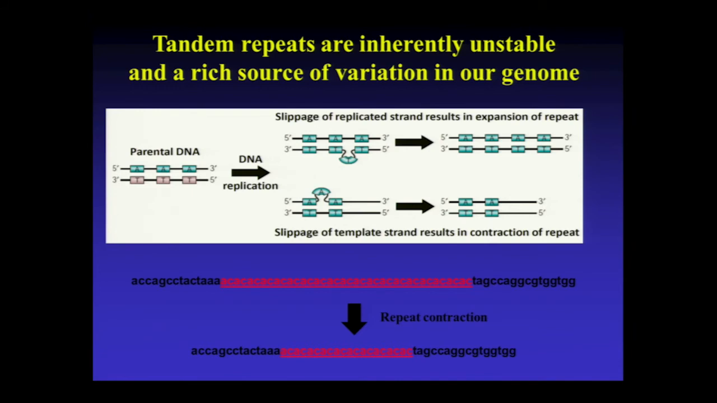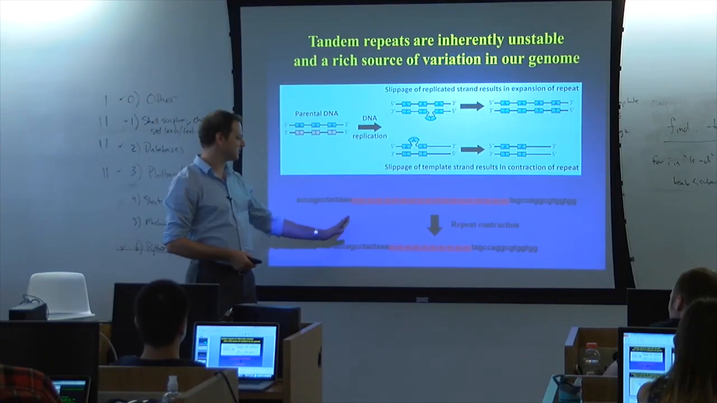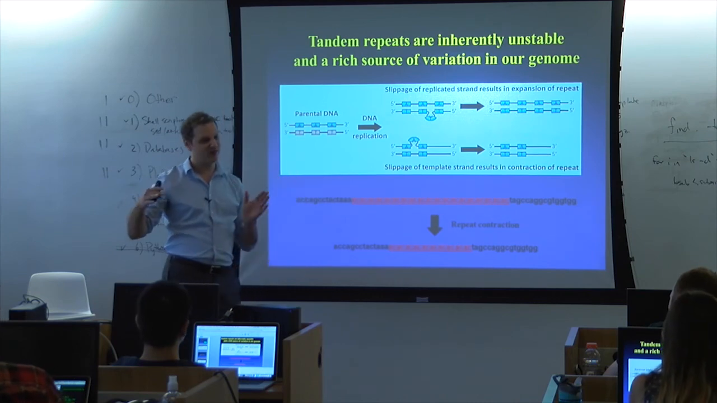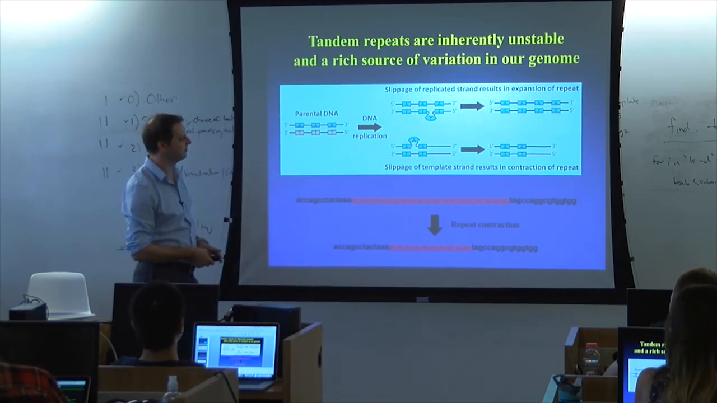I already just touched on one example of a tandem repeat, but I want to talk about that a bit more. Tandem repeats come in a variety of different forms, but essentially they're characterized by a motif that can be as small as one base, can be as large as hundreds of thousands of base pairs, that's repeated multiple times in a head-to-tail fashion.